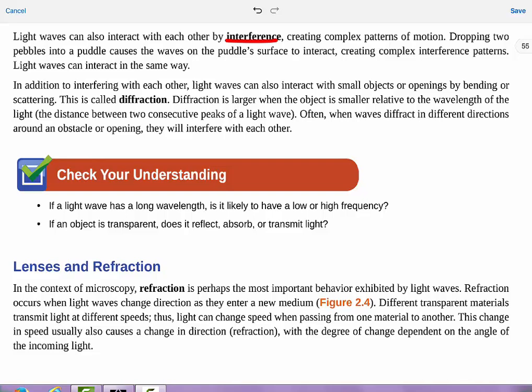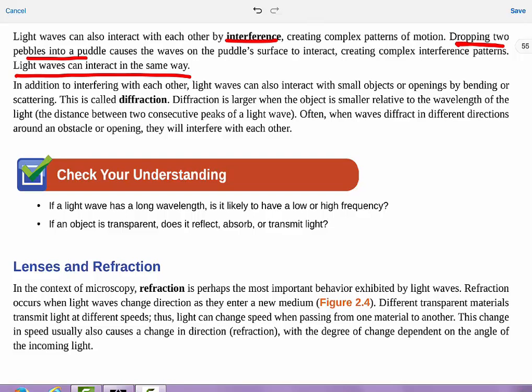So dropping two pebbles, this is their example here, like dropping two pebbles into a puddle causes the waves on the puddle surface to interact. So if you drop one pebble into a puddle and then drop another one somewhat close to it, you can see those waves that come off of those pebbles can actually interact with each other and form really complex patterns in the water. And light waves can do the same thing.